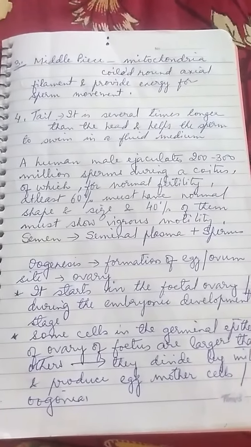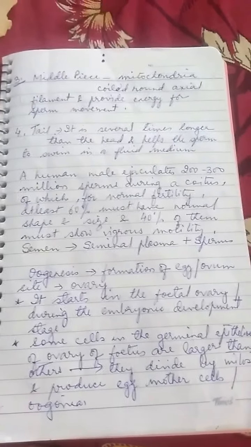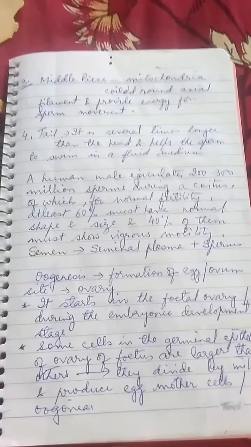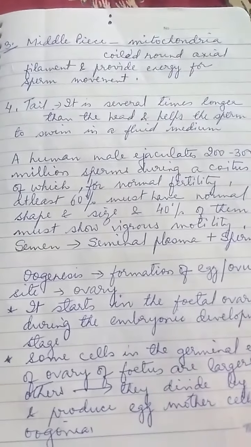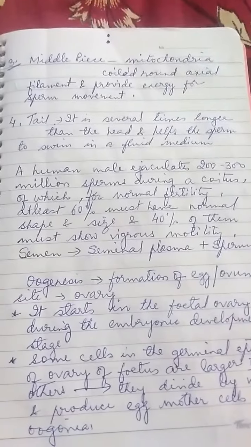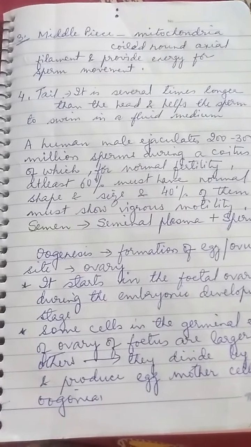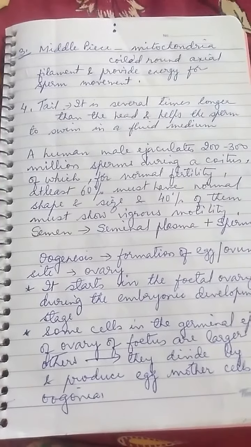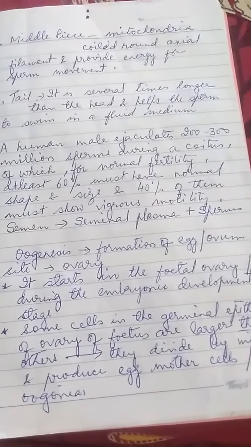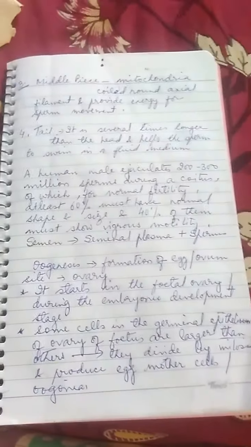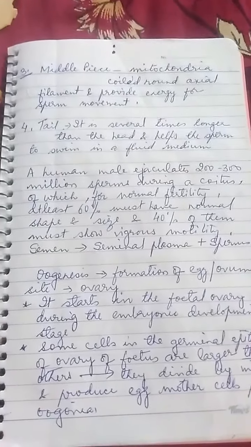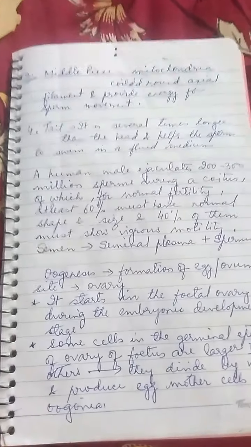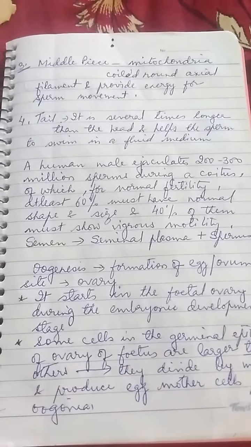Coming to oogenesis, that is the process of formation of egg or ova, right? What is the site? It takes place in the ovary, right? But there is a difference between spermatogenesis and oogenesis. Spermatogenesis starts with the onset of puberty, but oogenesis starts in the fetal stage. Fetal stage means during the embryonic development of the fetal ovary, then only the process of oogenesis starts.